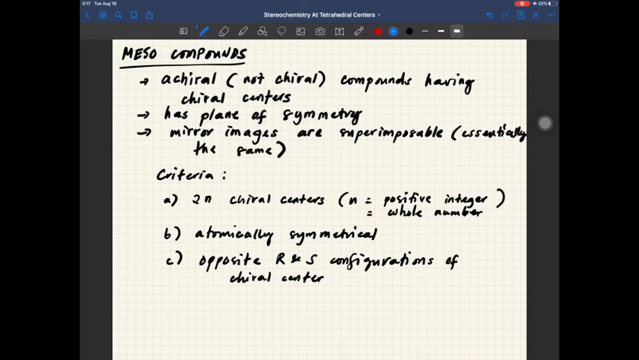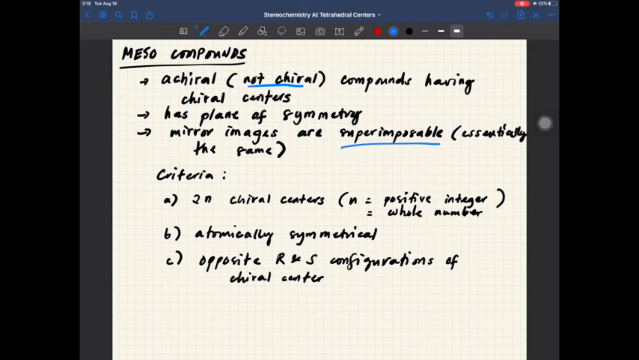The last part of our lesson is about meso compounds. So meso compounds are basically achiral. When we say achiral, meaning not chiral. Achiral compounds having chiral centers. So it might seem ironic or paradoxical to you. It's not chiral, but it has chiral centers. So why is that so? It's because it has a plane of symmetry and that their mirror images are superimposable with each other.